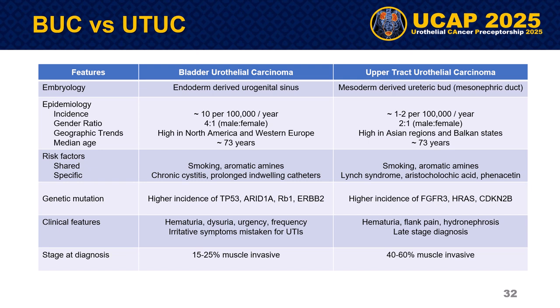Meanwhile, upper tract tumors show higher rates of FGFR3, HRAS, and CDKN2B mutations, which are linked to less aggressive tumor behavior. Both present with hematuria, but their clinical course differs markedly.